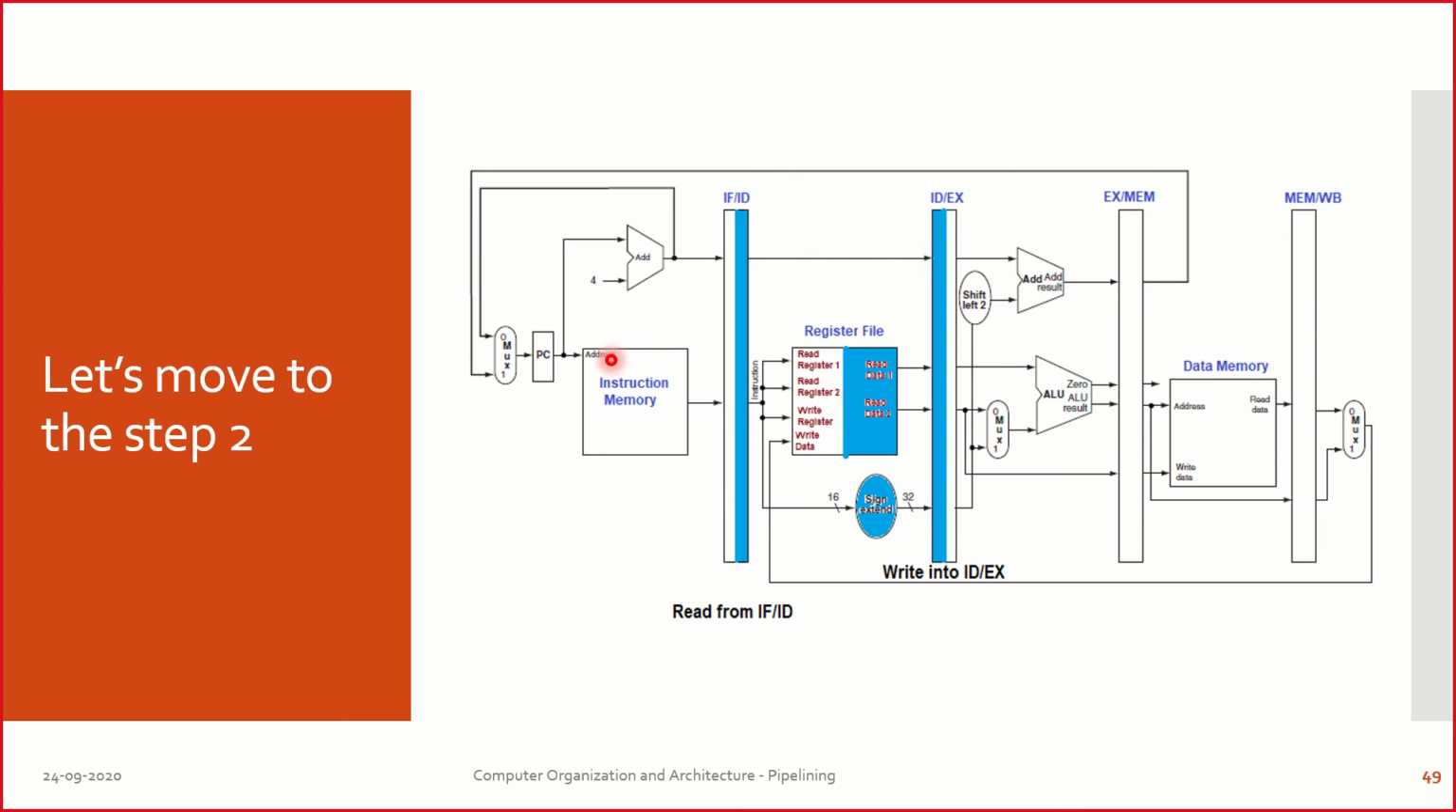Now that's all. So first stage I have read from the instruction memory. Then I wrote into the IF/ID. Now I am reading from the IF/ID. After reading, I understand these are all the registers that I need to pull out.